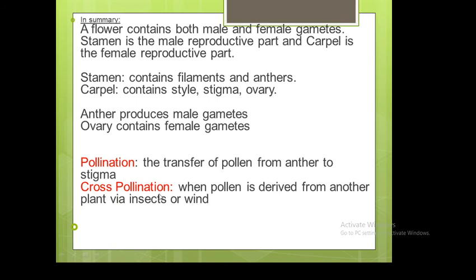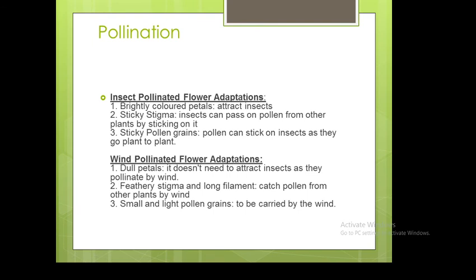Cross pollination takes place between two different plants. So we have here the types of cross pollination: insect pollinated flower and wind pollinated flower. Let's talk now about the insect pollinated flower, the characteristics. The flower looks bright colored. The petals are bright and attract insects. The stigma is sticky to allow the pollen to be stuck. Sticky pollen grains also can stick on the insects, so they go from plant to plant.